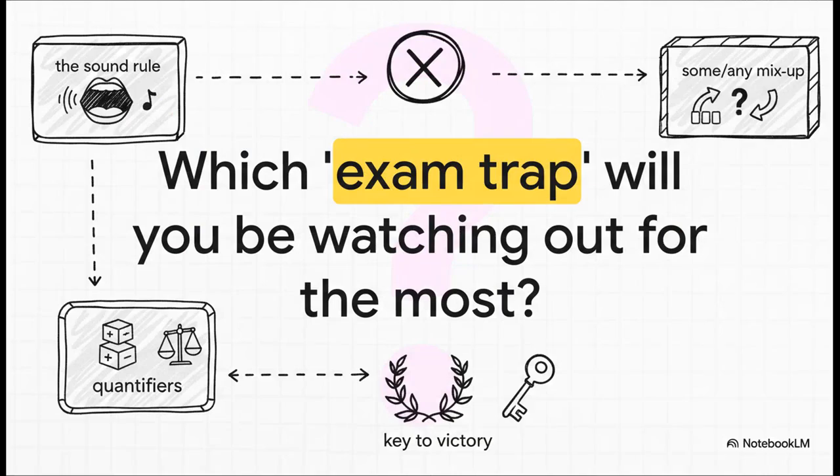So, as you head off, hopefully feeling way more confident about determiners, just take a second to think. Which one of these error traps, the sound rule, the quantifier mix-ups, or the some versus any, which one will you be watching out for the most? Knowing your own weak spot, that's the real key to winning. Good luck!